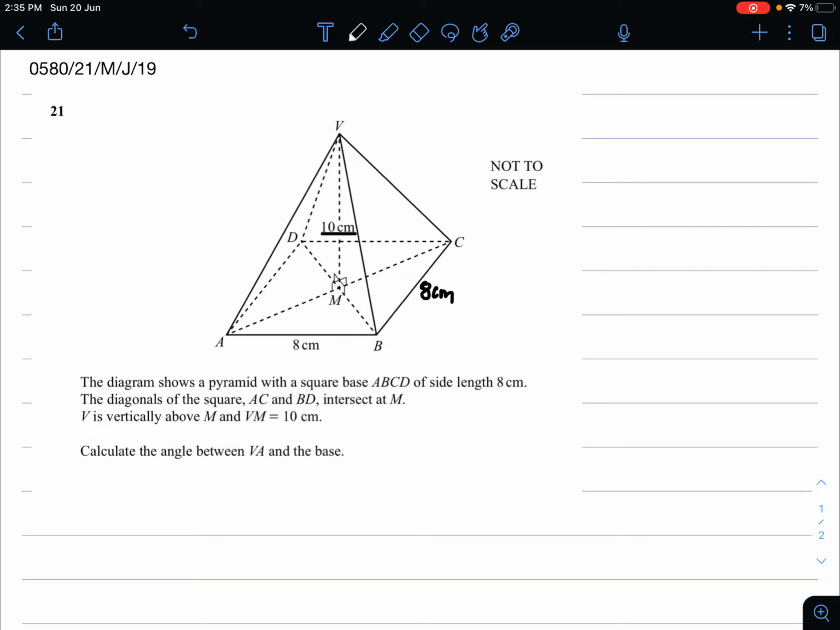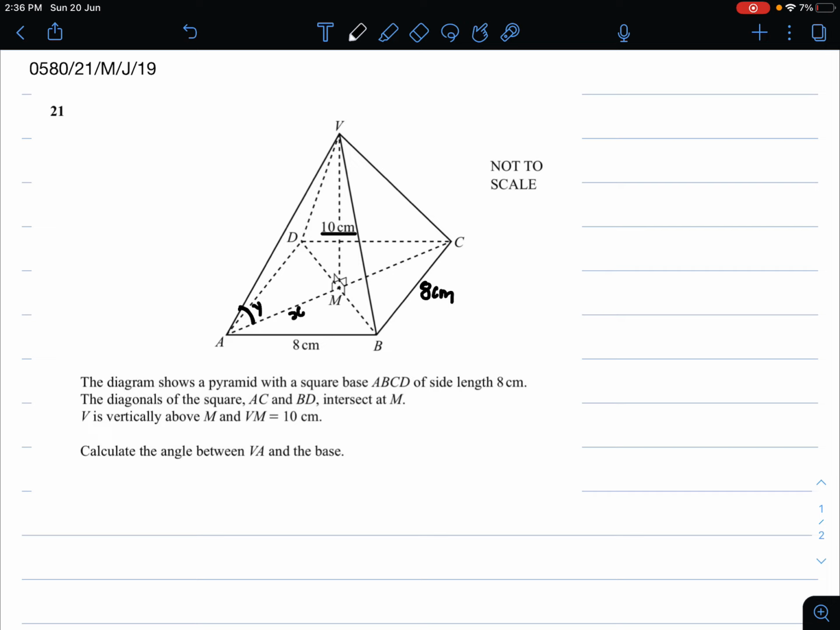Calculate the angle between VA and the base. So that is this angle. Let's do that. How we can do that is we need to find AM first, so that we can use the tan rule to find this angle. Because we have the height, we can use tan. The formula for tan is tan of x is equal to opposite over adjacent.